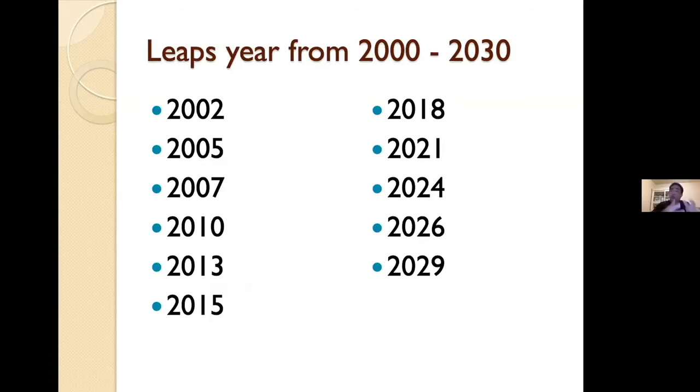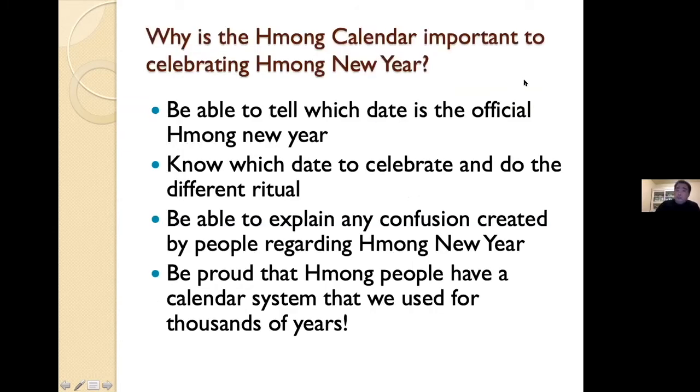Every 3 years you have 3 cycles of 3 years, and then 1 cycle of 2 years. Okay, so the leap year. Keep in mind that the Hmong leap year is 2018. Next year it's a leap year. We need 13 moon cycles to be counted. That's it for leap years.